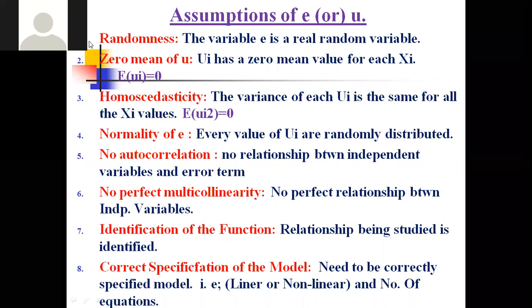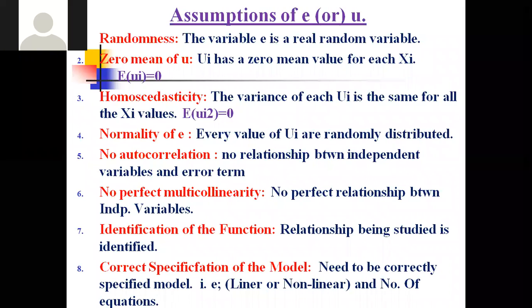Then the second assumption is zero mean of u, where u is the error term. The error term mean is equal to 0. That is, ui has a zero mean value for each xi. Whatever error value we expect, it should be equal to 0. For example, as we discussed, the sum of errors should be 0. When the sum of errors is equal to 0, automatically the average of the error term is equal to 0.